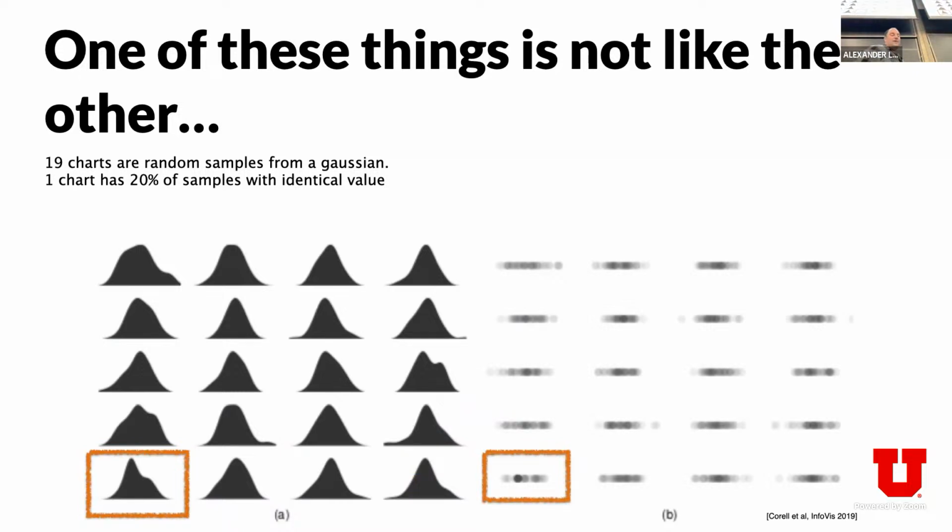These are 19 charts. 19 of these charts, except for this one, are random samples from a Gaussian distribution. And one chart has 20% of the samples with an identical value. So these are actually exactly the same value. For example, if you had an error in your data collection pipeline and somehow your function that collects the data gives you back some integer if something goes wrong, right? This is what would happen.